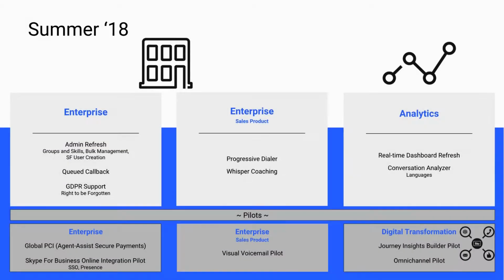As we talk a bit about pilots, we'll provide a brief update. So I'll start first with Global PCI.